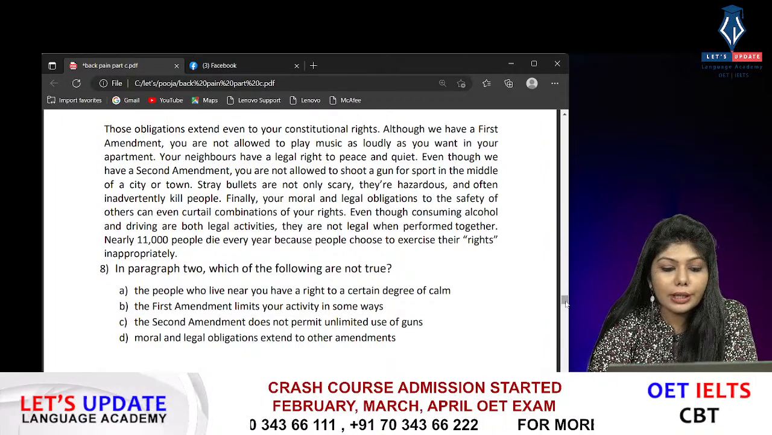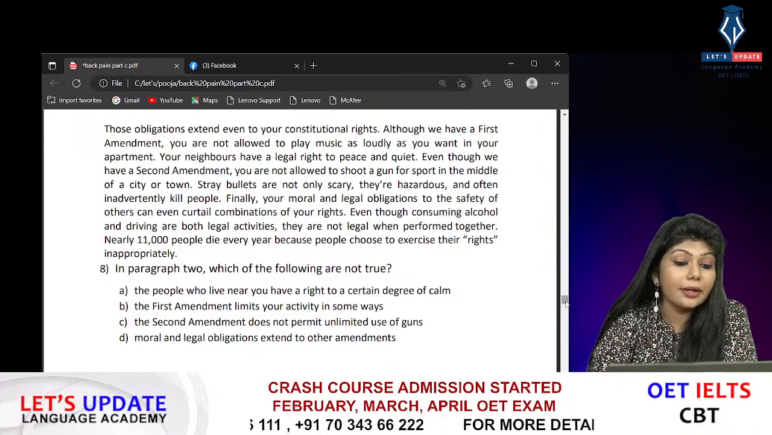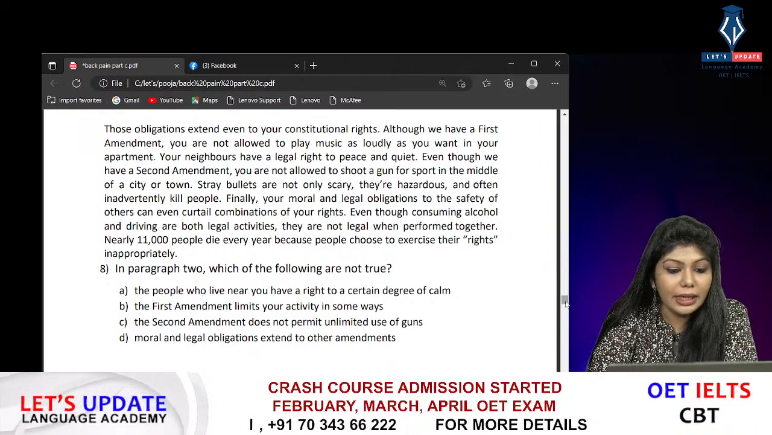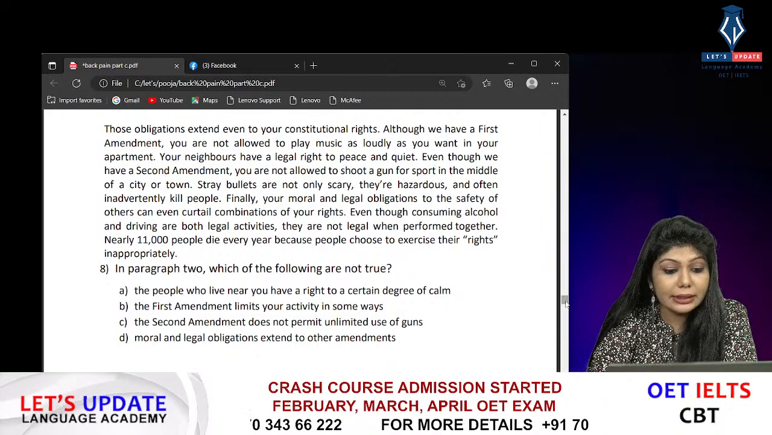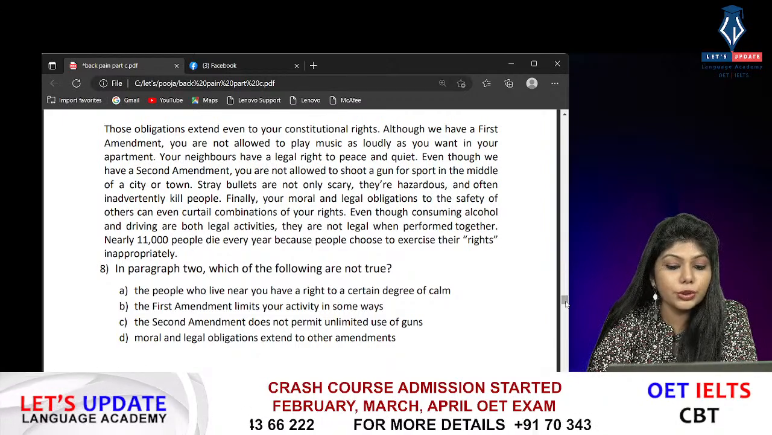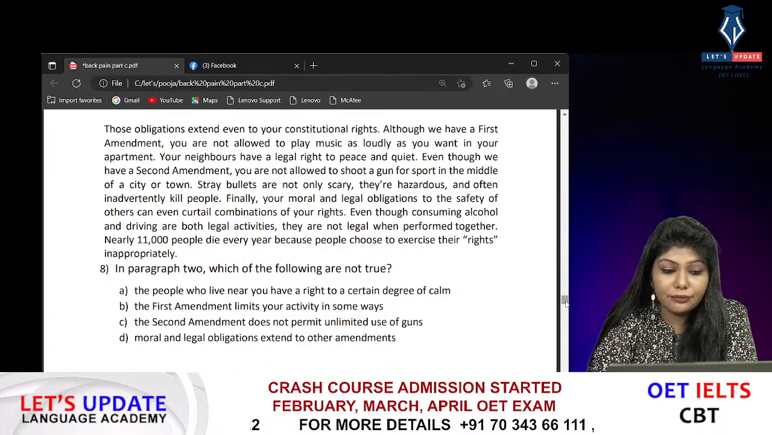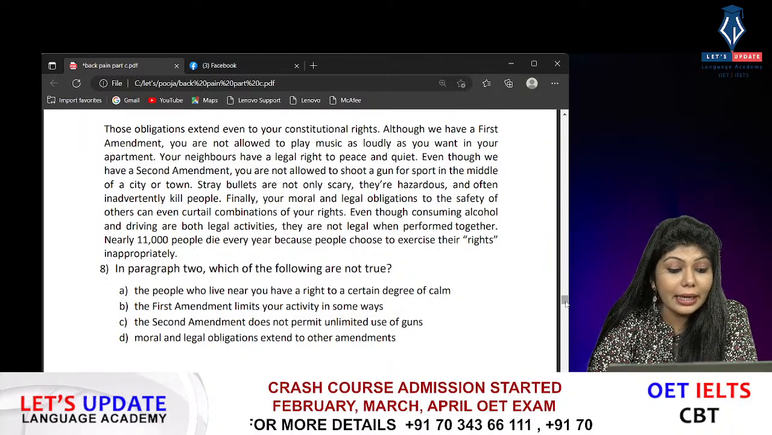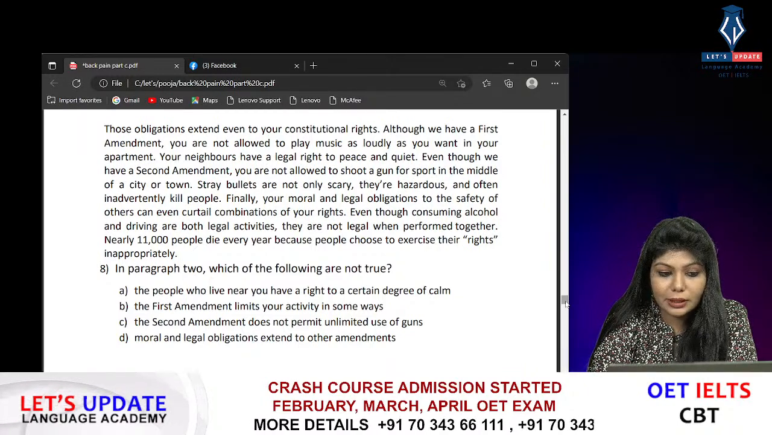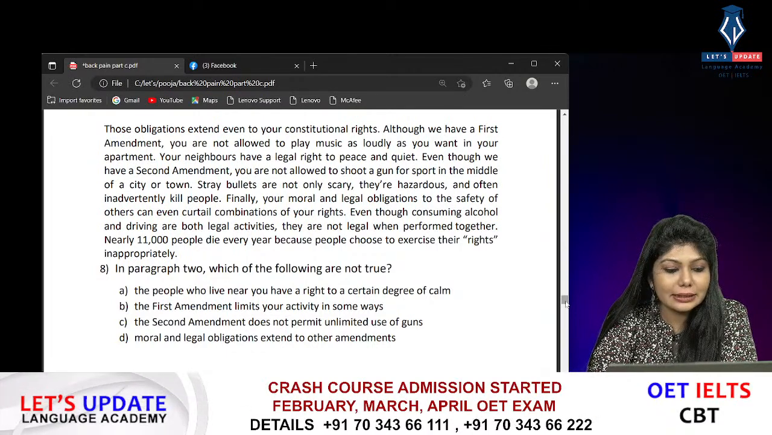Finally, your moral and legal obligations to the safety of others can even curtail combinations of your rights. Even though consuming alcohol and driving are both legal activities, they are not legal when performed together. Nearly 11,000 people die every year because people choose to exercise their rights inappropriately. Okay, so what do you think the answer is?